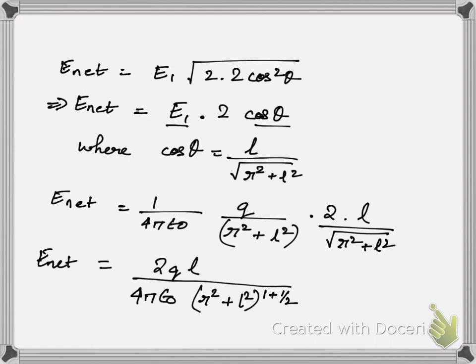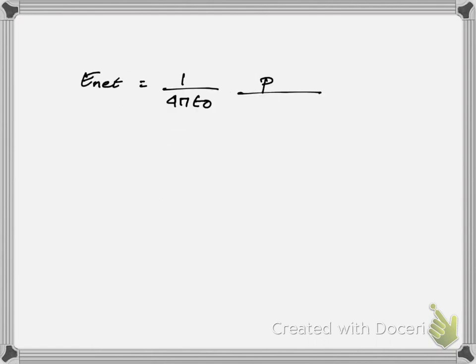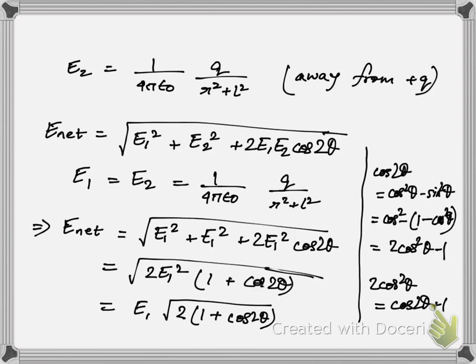So E net, which is your intensity of electric field, is given by 1 by 4 pi epsilon naught, 2ql, which is your dipole moment P, divided by r square plus L square to the power 3 by 2. This is the scalar expression of intensity of electric field at the broadside or the equatorial position.